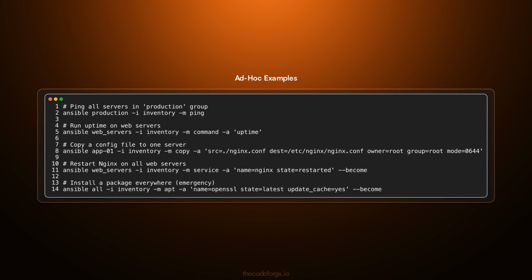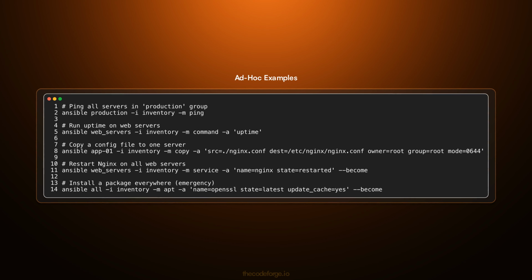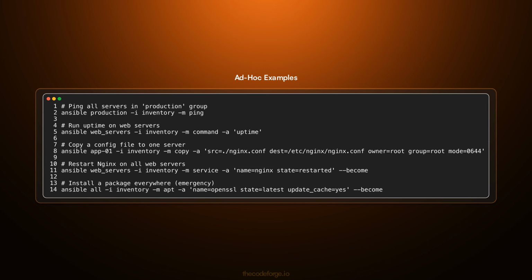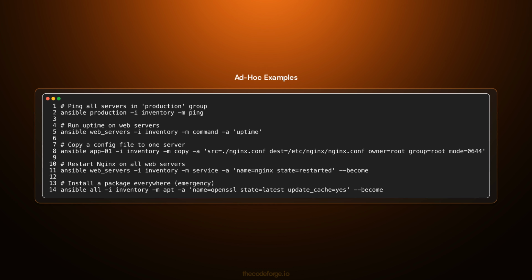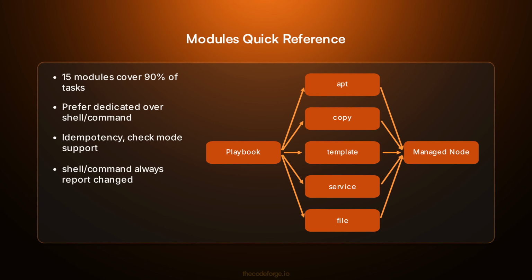Here are common ad-hoc commands. The ping module tests connectivity. Command runs any shell command but always reports changed. Copy is idempotent even in ad-hoc mode. Service manages daemons. And the emergency install command uses state=latest, which is exactly what caused the incident we'll dive into later. Modules are the building blocks of Ansible.